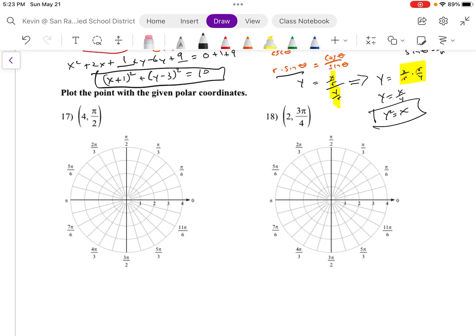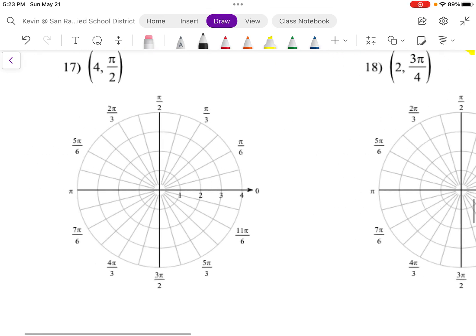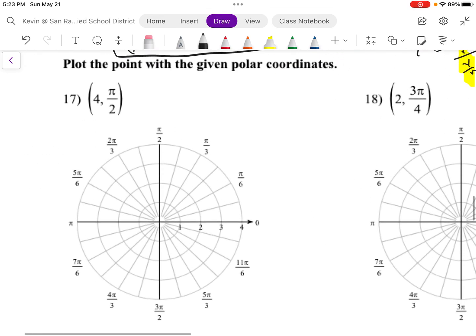Okay, the last two are super simple. But we just have to remember, we're plotting a point. We first look at the angle. So let's go find that angle. Do it in red, we'll come up here. There it is. And then we look at our r. Where's r? 4. So we start from the middle, we go 1, 2, 3, 4. And this would be that point.